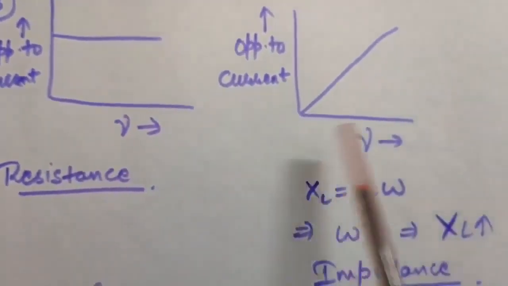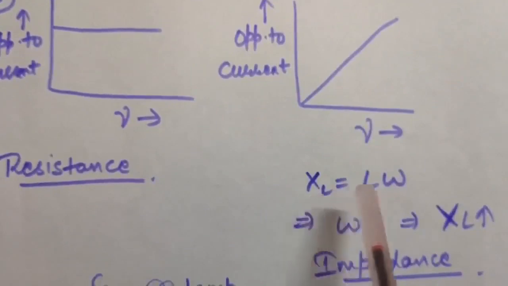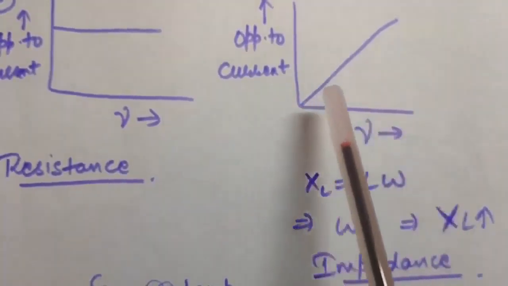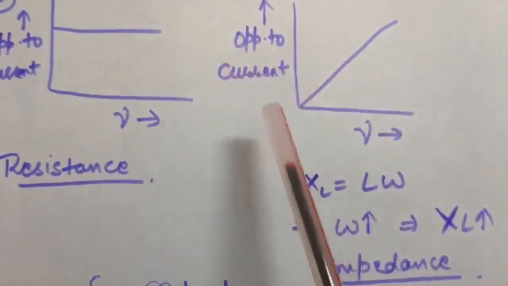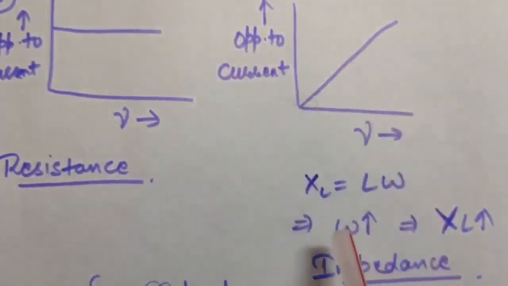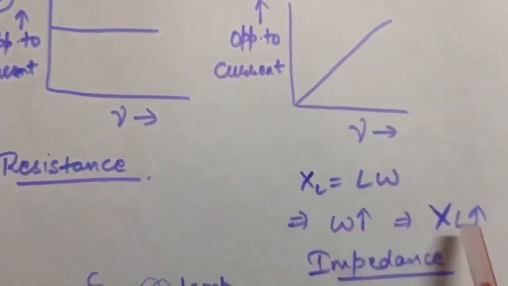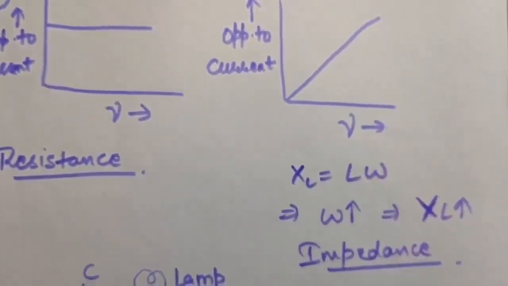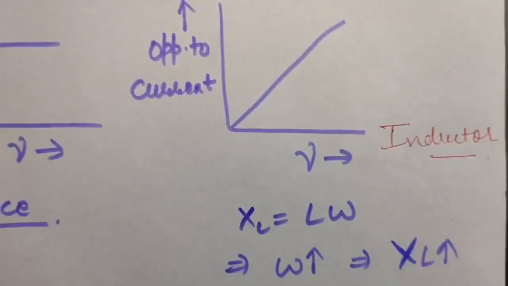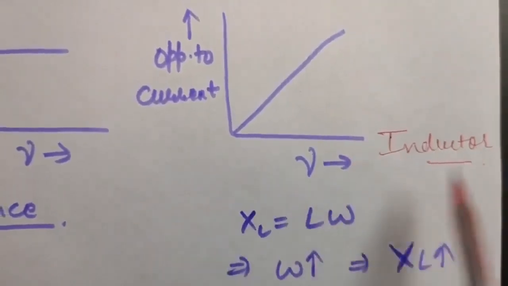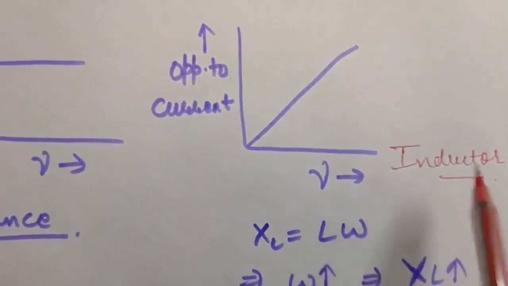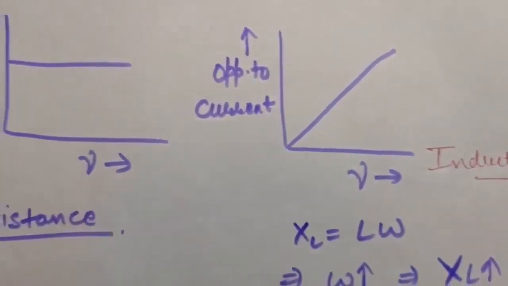And now if we talk about this graph, as you know XL is L omega. From here you can see as we increase frequency, the opposition to current is increasing with it. That means if omega is increasing, XL also increases. So the circuit element is an inductor. Impedance is the effective resistance. So this will be the inductor and this will be the resistance.